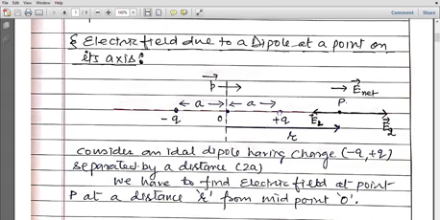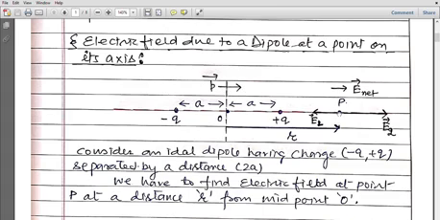We have to find out the electric field at point P. It may be on the right hand side or left hand side. The situation is the same. You will calculate the electric field accordingly. Now let us consider that P is at a distance R from the center of this dipole. If I ask what is the direction of dipole moment, you can see this is minus q, this is plus q. Dipole moment is directed from minus q to plus q, so this is the direction of dipole moment.